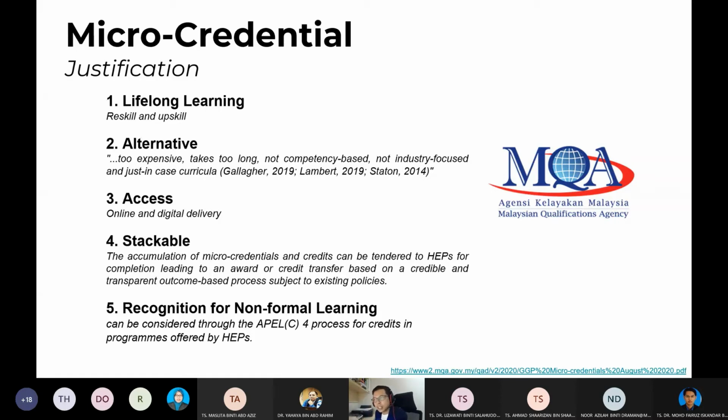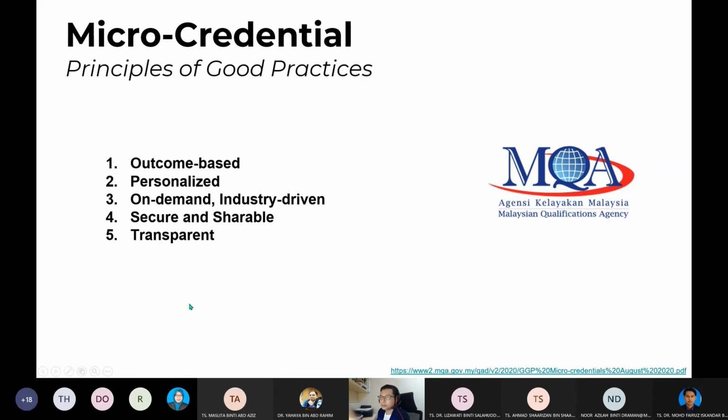Maksudnya dia dah belajar secara sendiri, tak formal, and then dia kata, I want to get some kind of credential. I want someone to say that I'm good at this. Can you, university, show me this? And then we can say, okay, yes, you need to take this assessment. If you pass, then we're going to give you some kind of credential.